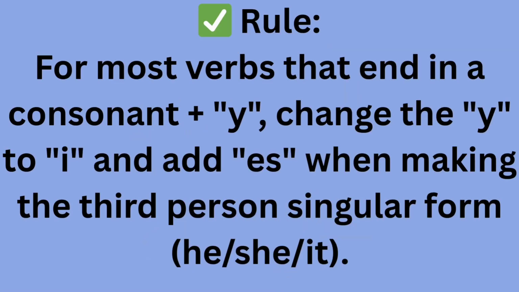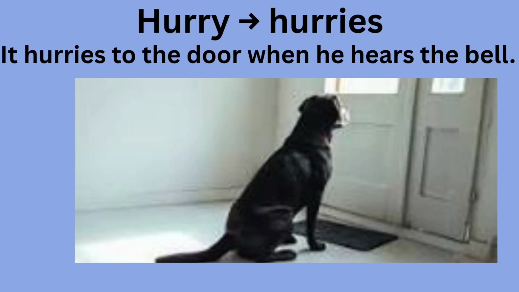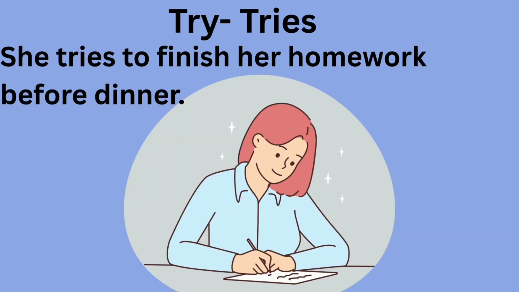For most verbs that end in a consonant plus y, change the y to i and add es when making the third-person singular form of he, she, it. For examples, cry, cries: she cries every time he's hungry. Hurry, hurries: it hurries to the door when he hears the bell. Try, tries: she tries to finish her homework before dinner.